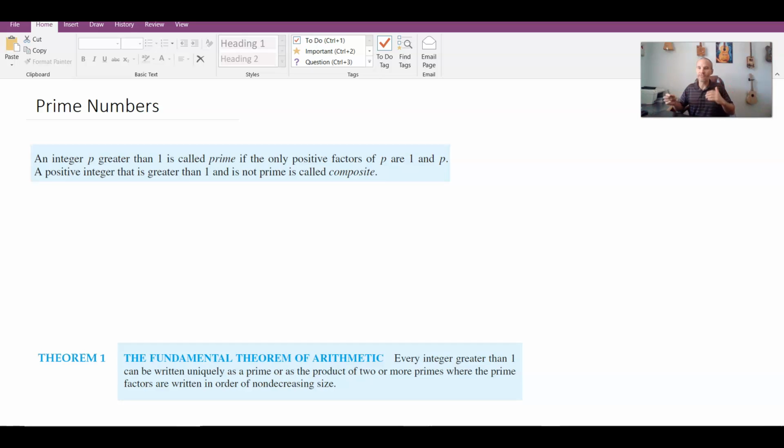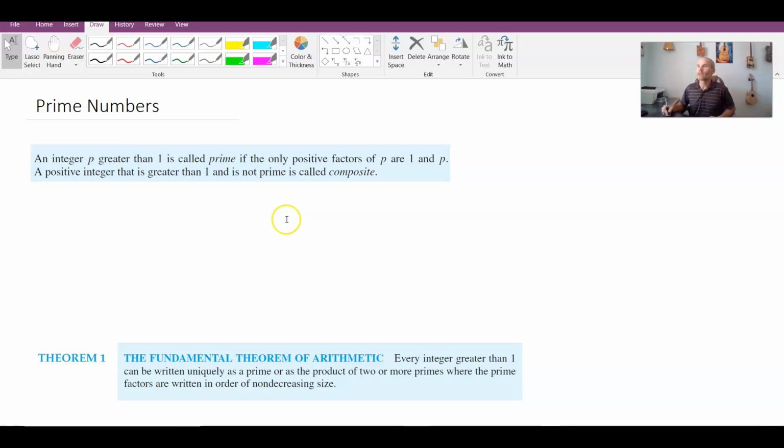So in this video, we'll give an overview of some of the ideas behind prime numbers, which you may already recall. An integer can be one of two possible types: it could be a prime integer or it could be a composite integer. An integer p greater than 1 is called prime if the only positive factors of p are 1 and p. A positive integer that is greater than 1 and is not prime is called composite.